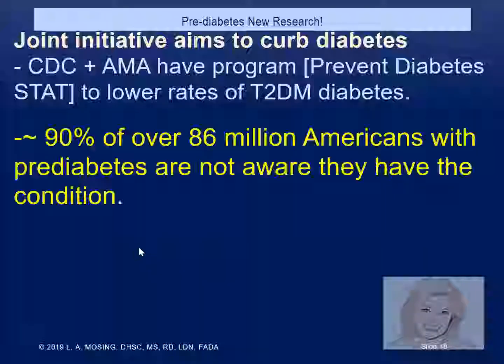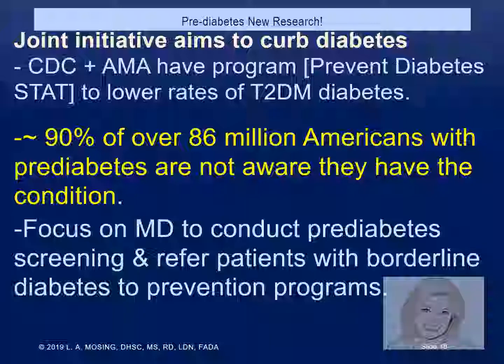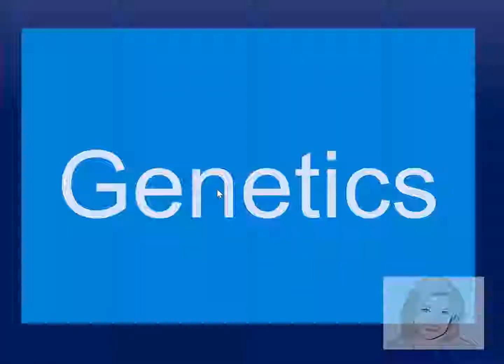So we have new research, and so the guidelines have said the Center for Disease Control, American Heart Association, American Medical Association are trying to reduce the risk of type 2 diabetes. Let's identify them first. But right now, 90% of over 86 million Americans have prediabetes and they don't know it. Now, no one ever likes going to the doctor and finding out bad news, but we're going to be able to reduce their risk if we do that.